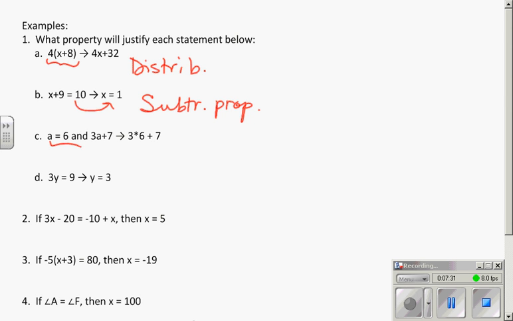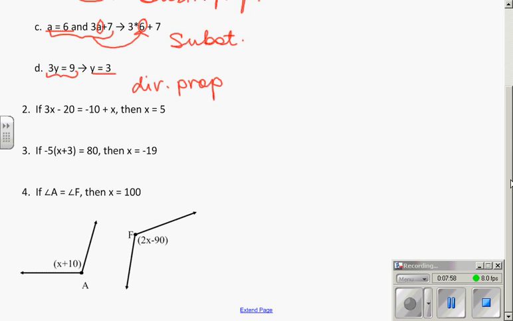If A equals 6 and 3A plus 7 is true, what changes here? Right here, the A turns into a 6 because they are equivalent values. So that is substitution. I have replaced the A with 6. What changes from 3y equals 9 to just y equals 3? I divided, and so that is the division property.